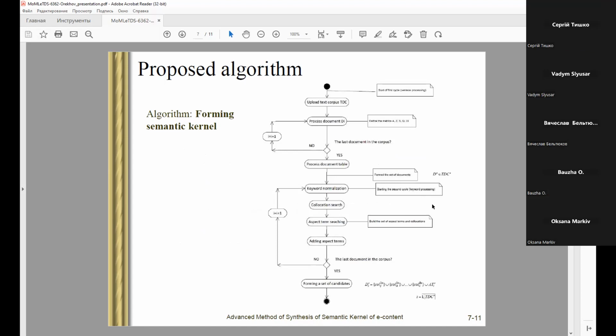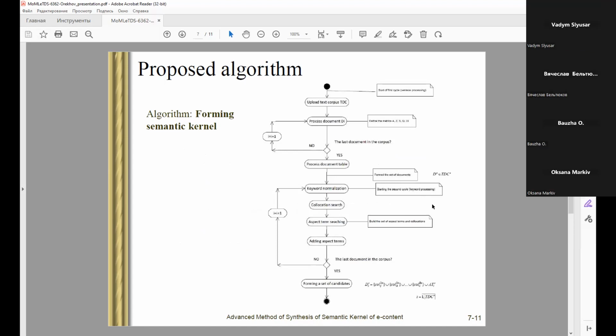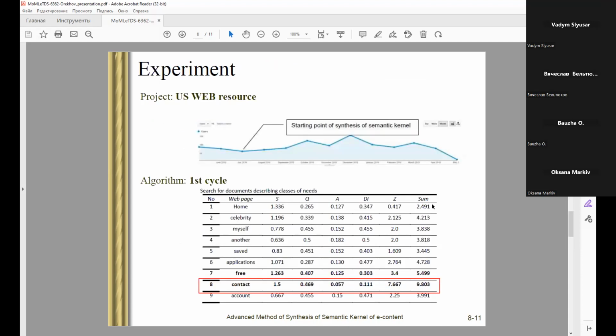In the work, several experiments were carried out to highlight the semantic kernel. Such isolation and application of the kernel in practice show a positive effect. On slide number 8, there is a graph of the traffic of a real web resource that provides an online service in the United States. The graph shows the moment when the semantic kernel was identified and applied in online advertising.